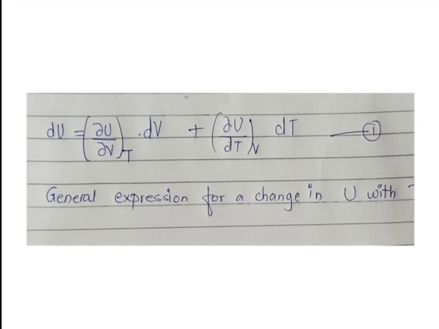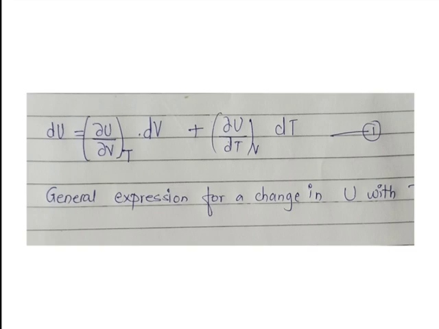And this equation is known as the general expression for a change in internal energy U with respect to temperature and volume. The interpretation of this equation is that in a closed system of constant composition, any infinitesimal change in the internal energy is proportional to the infinitesimal changes of volume and temperature. The coefficients of proportionality being the two partial derivatives.